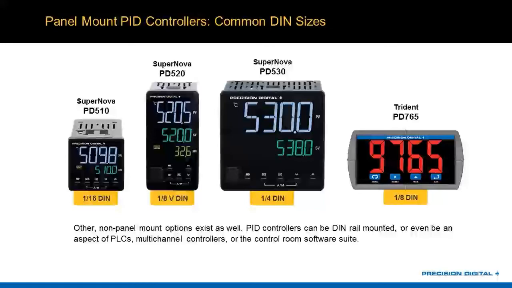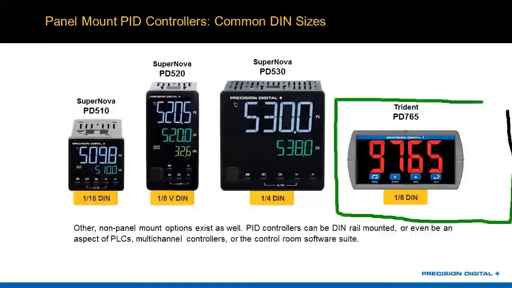I mentioned PID controllers all sort of look similar. You can see them, and you know what they are when you see them. But they are all different sizes, and all those standard sizes have terms for them. So here on the right, you'll see our Trident 1/8 DIN meter. Most of you are probably familiar with that. That's our 1/8 DIN horizontal unit. So it's wider than it is tall.